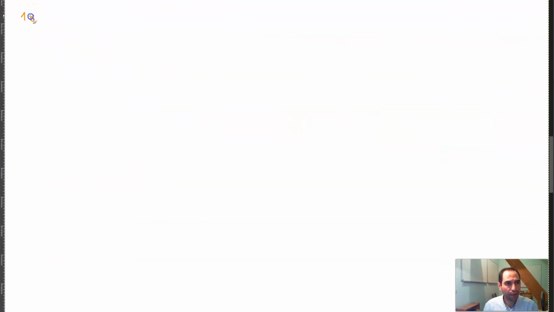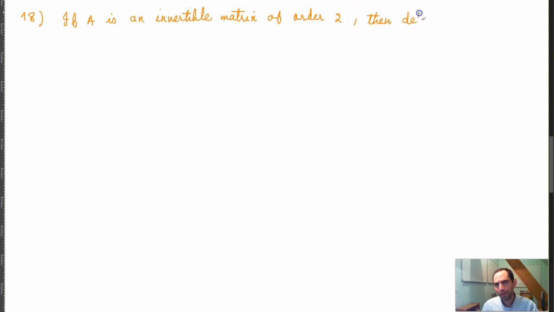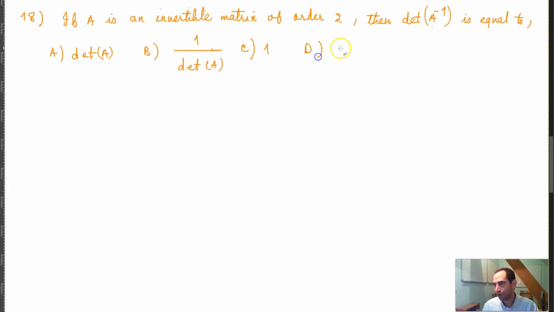Now, question number 18 is: if A is an invertible matrix of order 2, then determinant A inverse is equal to: choice A, determinant A; choice B, 1 over determinant A; choice C, 1; and choice D, 0.